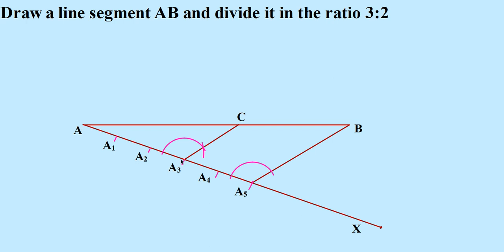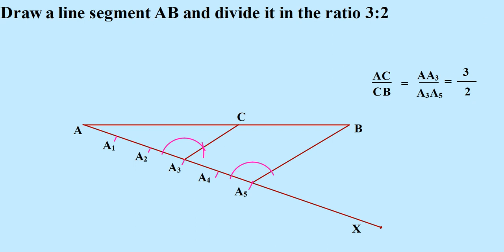Here AA3 is 3 units, A3A5 is 2 units. Then A3C is parallel to A5B. Therefore, AA3 by A3A5 is equal to AC by CB. That is AC by CB is equal to AA3 by A3A5 is equal to 3 by 2 by the basic proportionality theorem. So C divides AB in the ratio 3 is to 2.